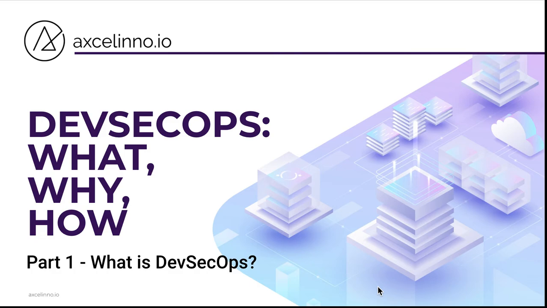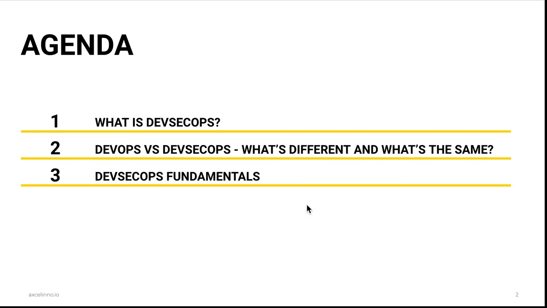So with that being said, what are we going to cover here today? Again, we're going to be covering what is DevSecOps, and we're really going to focus on three distinct areas. One, what is DevSecOps? Then we're going to talk about DevOps versus DevSecOps, what's different, what's the same, and then we'll get into some DevSecOps fundamentals.